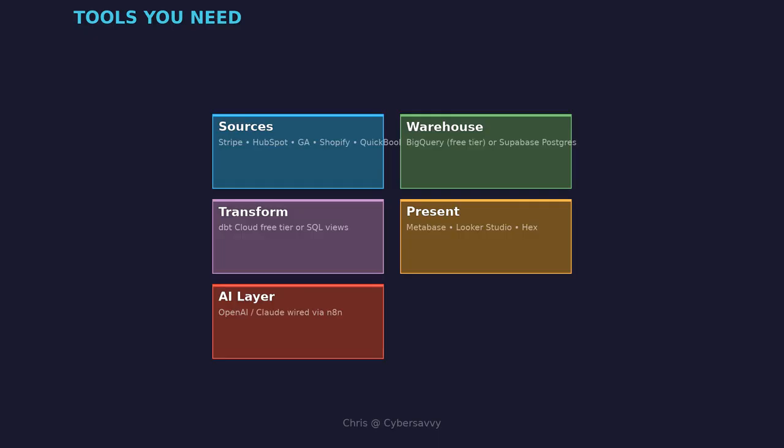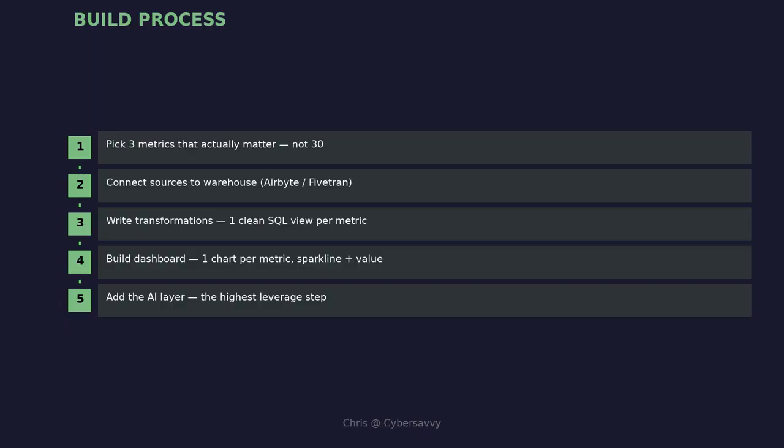Now the 5-step build process. Step 1. Pick 3 metrics that actually matter, not 30. For most service businesses, these are monthly recurring revenue, cash on hand, and lead to customer conversion rate. For e-commerce, it is gross margin, customer acquisition cost, and repeat purchase rate. Write them down before you touch a single tool.